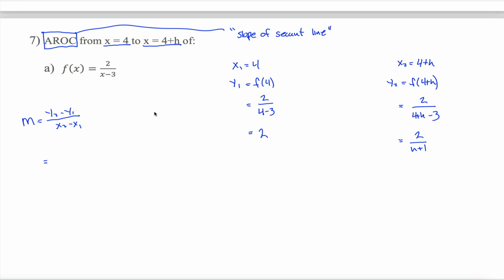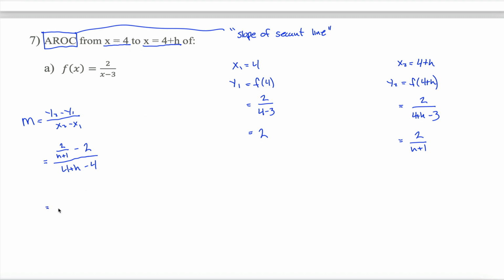y2 minus y1 is going to be this expression, 2 divided by h plus 1, minus this number, 2. x2 minus x1 is going to be 4 plus h minus 4. I want to simplify this expression, which represents the slope of the secant line to this function at these two different points. How do I simplify this expression?